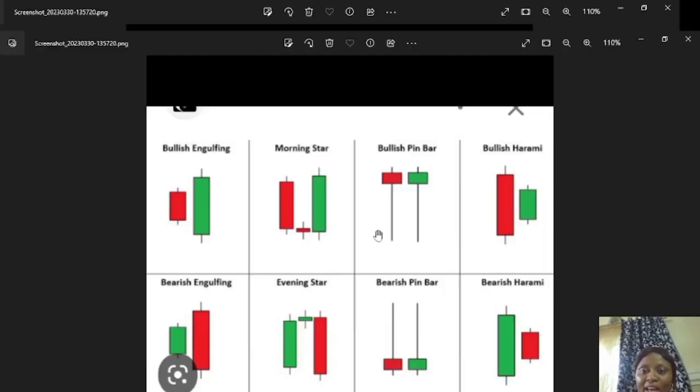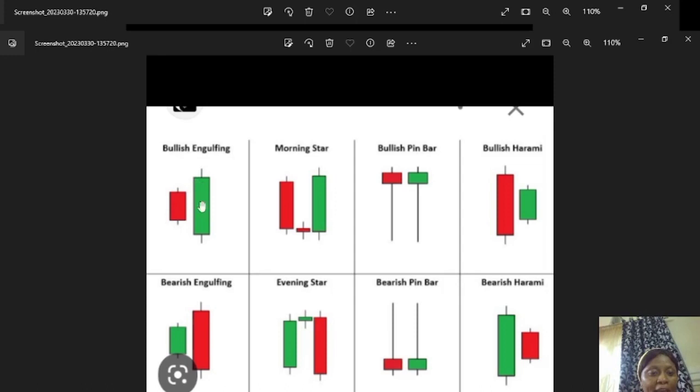So we are now in our charts. As you can see, we have different candlestick patterns here. This is the bullish engulfing candle. What do we mean by bullish engulfing candle? As you can see, the second green candle opened and closed below the first candle, and the second candle is green. That's why it's called the bullish engulfing candle.